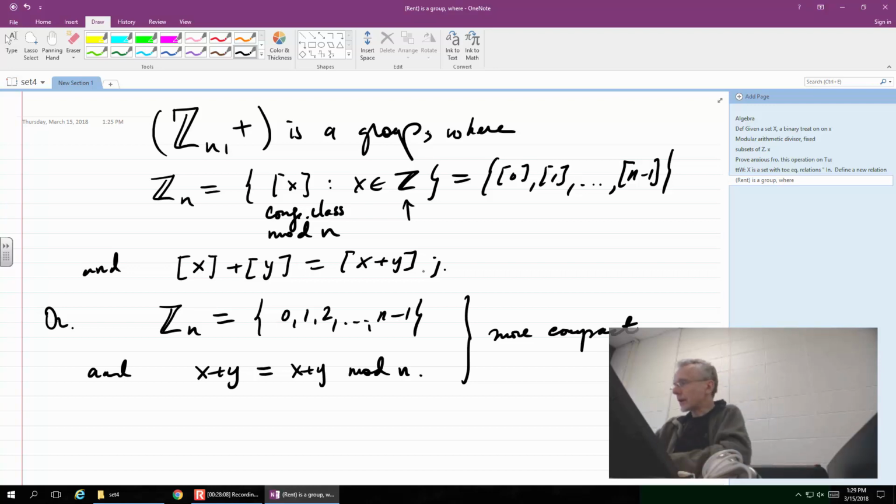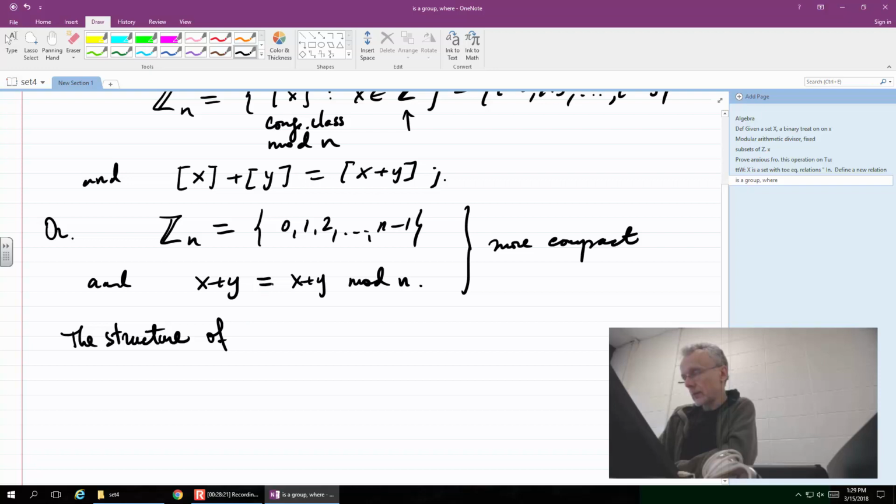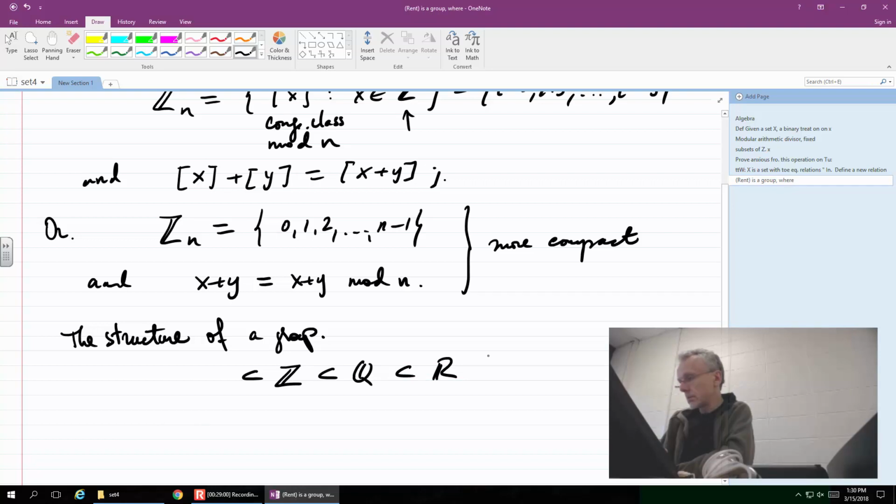Okay, so I want to take a look at some examples, and I look at the structure of Zn, let's say, of a group. Let's go to a simpler place where you can speak of structure of a group, and that is Z. So forget about all modulo for a moment, and then we have a bunch of groups with the same operation. So let me put them here. Q, R, I could even put C here if I like. So these are all groups.